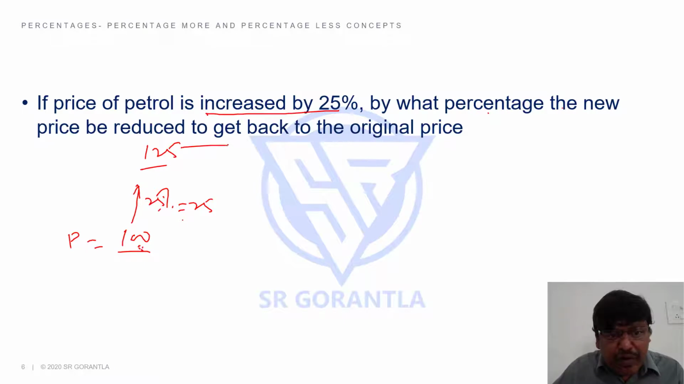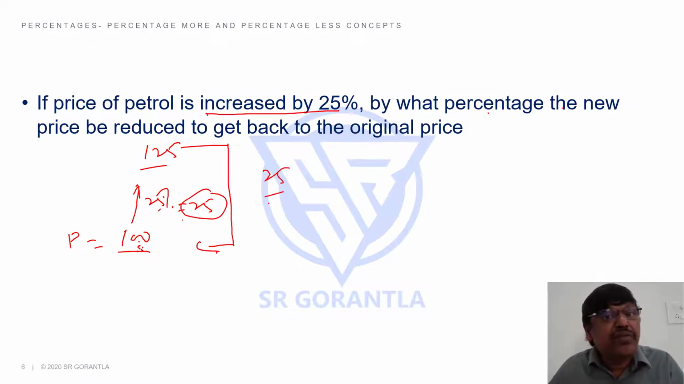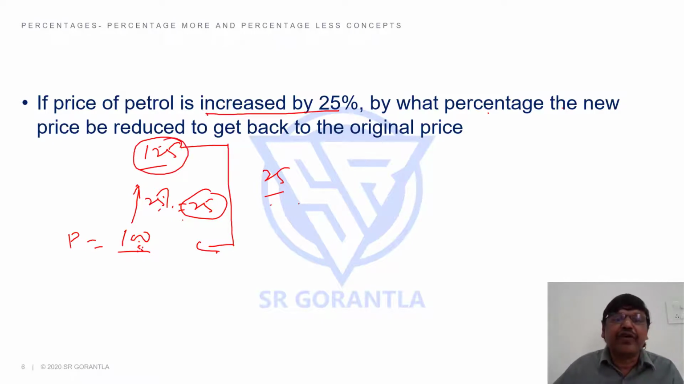From 125, I want to reduce back to 100. From 125, how much should I reduce to get back to 100? Same 25. If you are increasing by 25 rupees, should reduce by 25 rupees. But this time 25 is a reduction from 125. You are reducing 25 rupees in the price from the new price of 125. 25 by 125 into 100. 1 by 5, 20%.